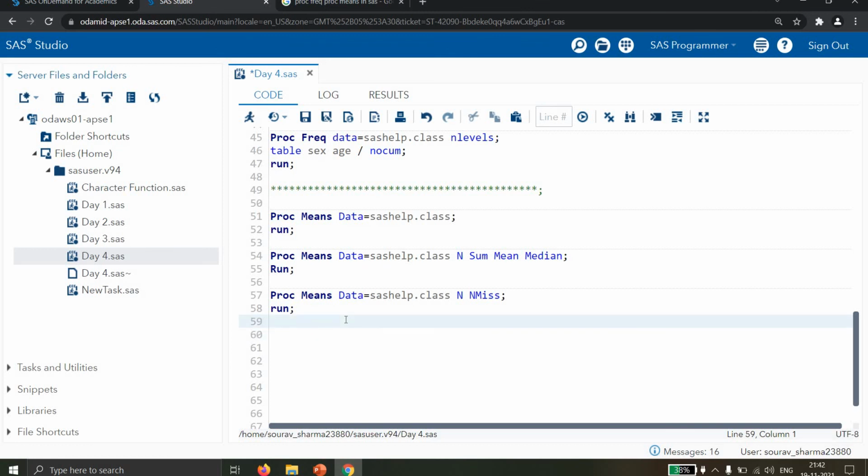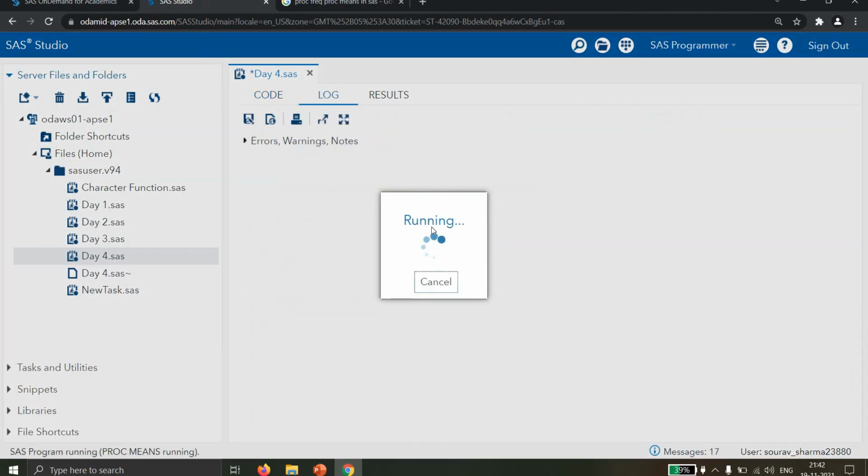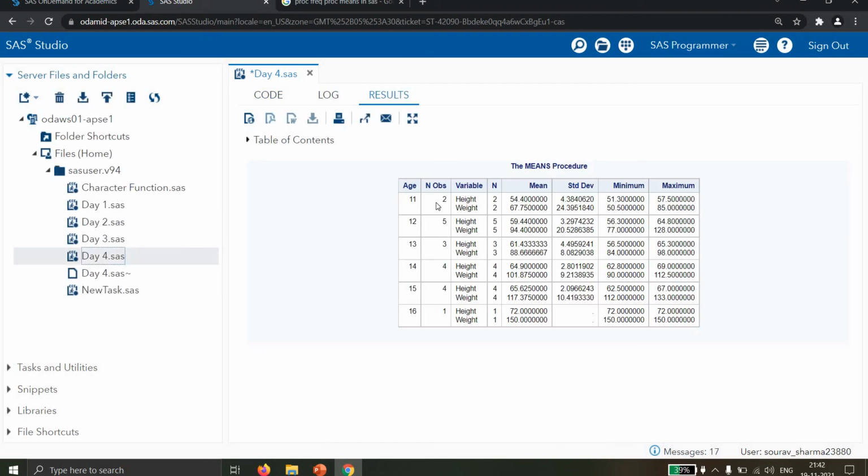Next you are saying I'm looking for means for a specific variable, not for all of them. So I'm writing here class, and in the class I write age. I'm looking for age only. For age, how many observations, we have 2. It gives all the age breakdown. For age 11 we have 2 observations, what is the mean, what is the standard deviation, what is the minimum, what is the maximum. So it gives all the brief details of age.